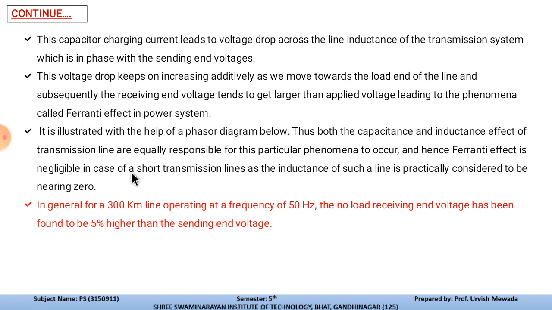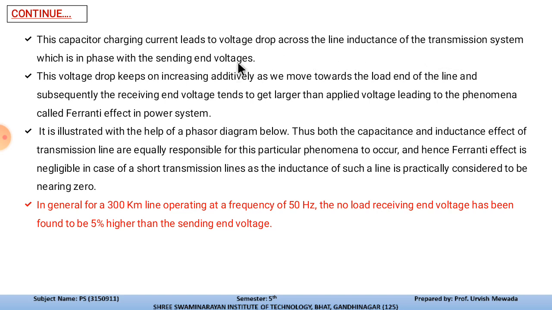So this capacitor charging current leads to a voltage drop across the line's inductance in the transmission system, which is in phase with the sending end voltage. So if that becomes in phase with the sending end voltage, this voltage drop keeps increasing additively as we move towards the load end of the line, and subsequently the receiving end voltage tends to get larger than the applied voltage, leading to the phenomenon called the Ferranti effect.